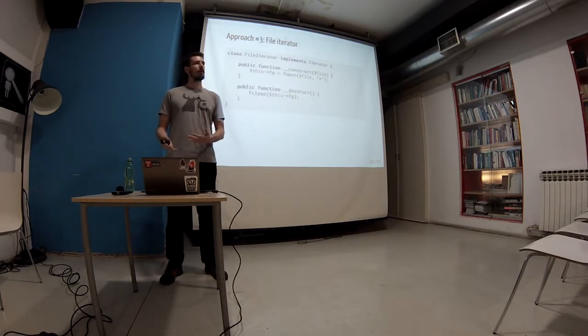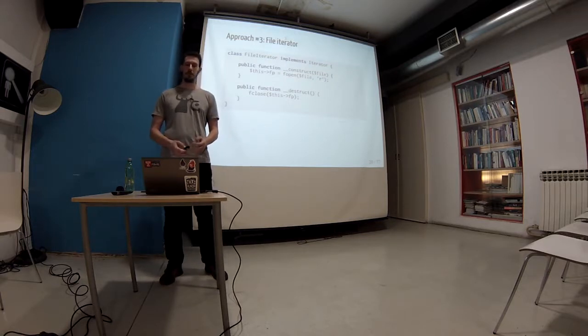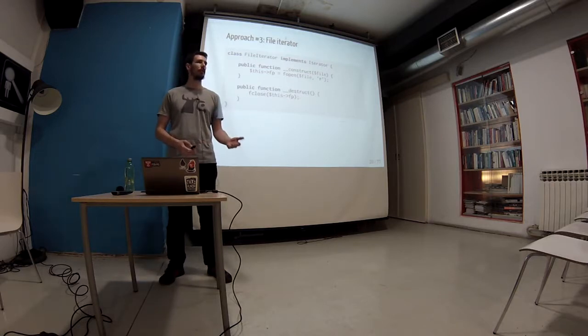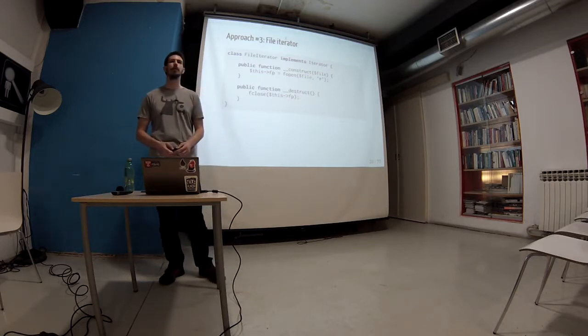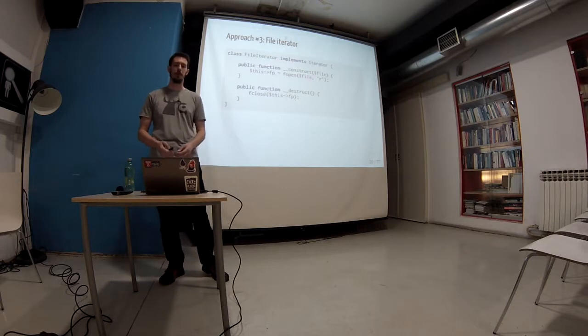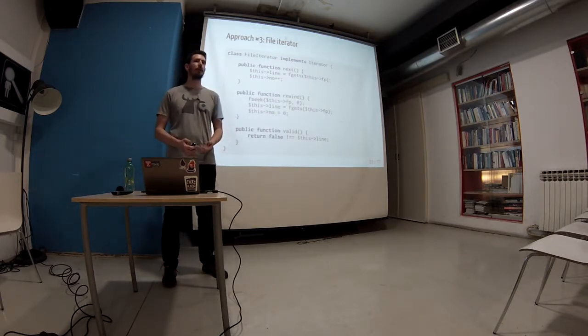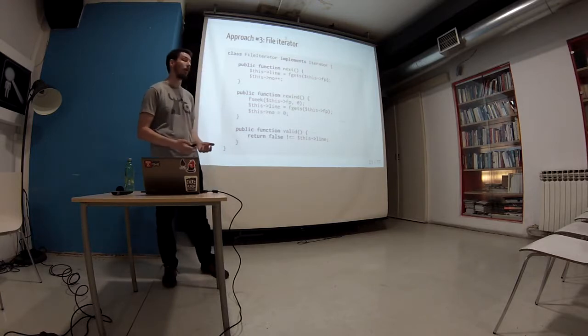So when you construct an iterator, you give it a path to your file, and then you open that file and store the pointer in FP. In the destructor, when the iterator is destroyed, you just close the file. You have your next method, which will read the next line and store it in memory and increase the line number by 1.